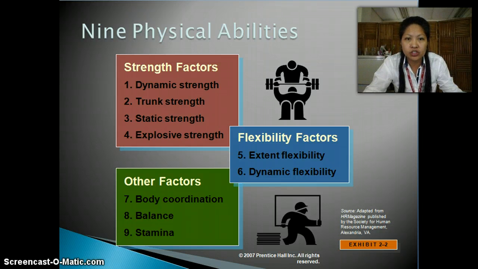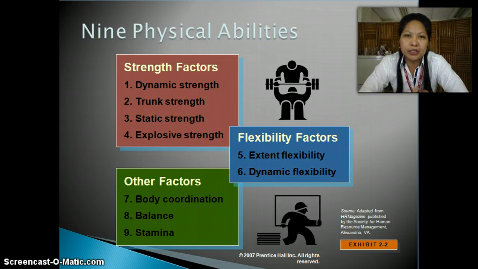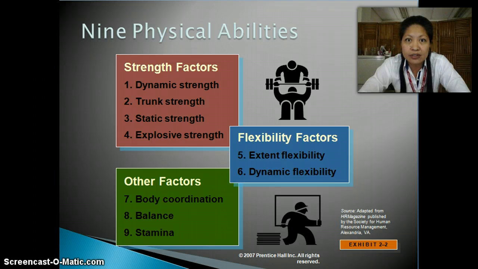So that's dynamic strength. Trunk strength is basically the middle part of our body, how we get power from our abdomen. They say that people usually draw strength from their gut, from the middle part of their body. Static strength is our strength while sitting or standing, while not doing anything. So it is the force that we exert while we are in a static mode. Explosive strength, for example, when we punch, we exert one big effort towards something, so that's our explosive strength.